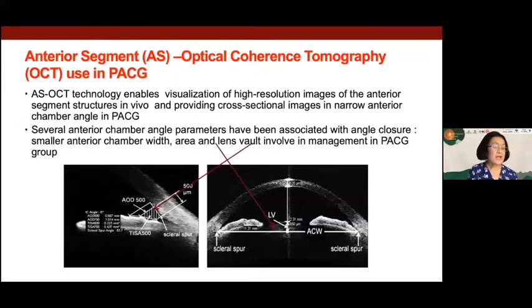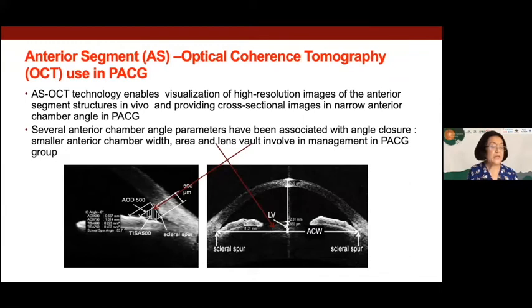Anterior chamber optical coherence tomography, or ASOCT, enables high-resolution visualization of the anterior chamber structure in vivo. Parameters of the anterior chamber angle that can be observed are related to angle closure. First is narrowing of the angle, the anterior chamber width. It is shown in the picture on the right side, shorter in PACG than in the normal eye.